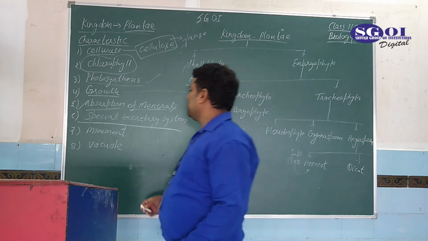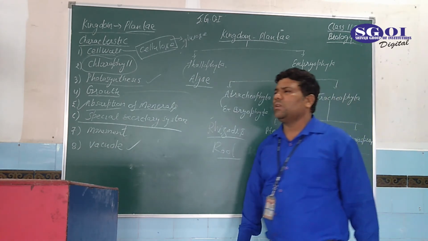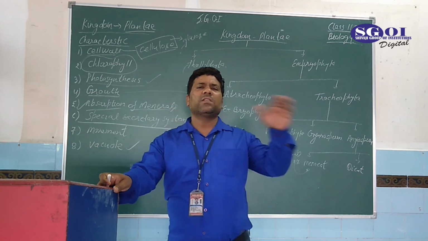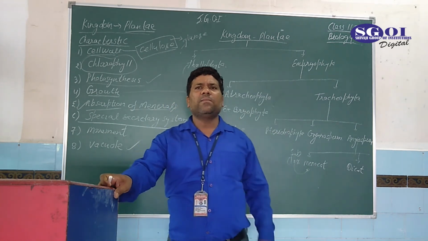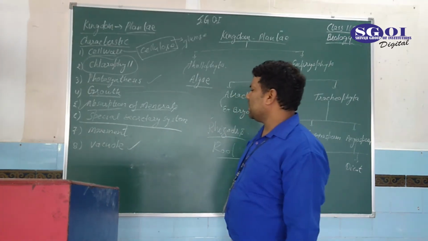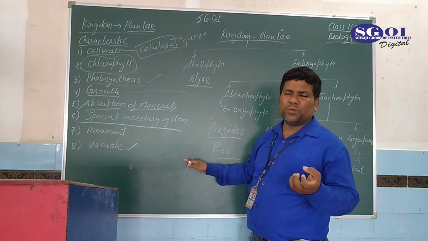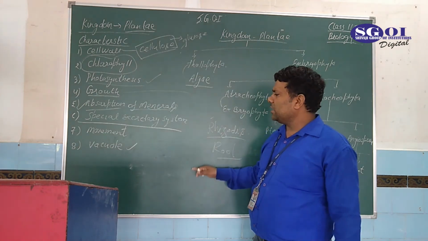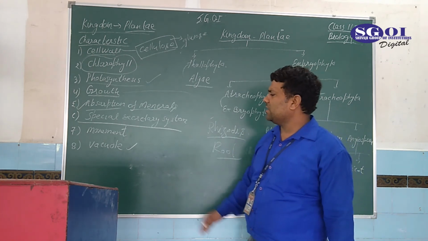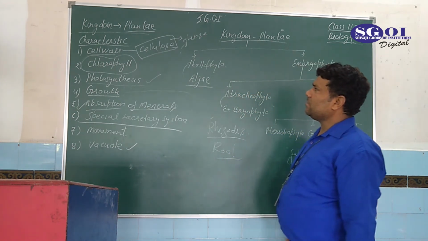Now comes the next point, vacuoles. As you know, large vacuoles are found in plants. A vacuole is a space, or we can say a type of vessel, covered by a tonoplast, and inside the vacuole watery fluid substances are formed. Vacuoles are a major characteristic of a plant. Vacuoles are also found in animals, but not as many. In animals small vacuoles are found, but in plants a large number of vacuoles are found. So these are the characteristics of the plant.